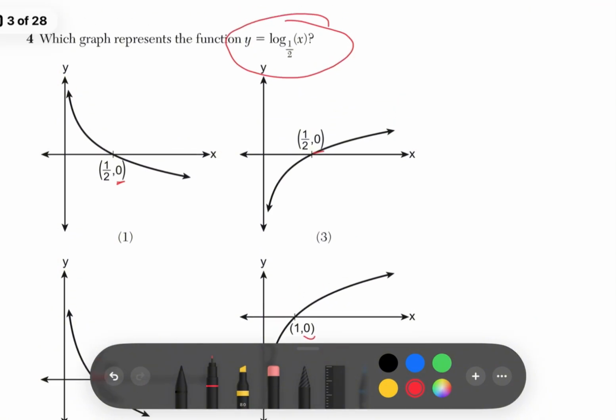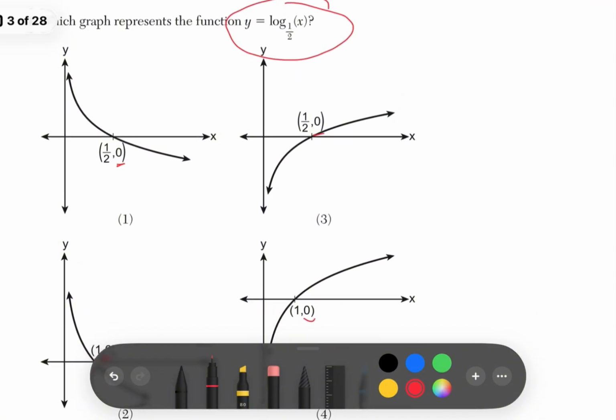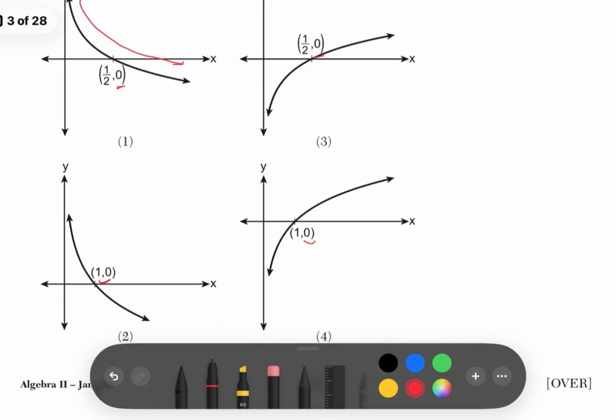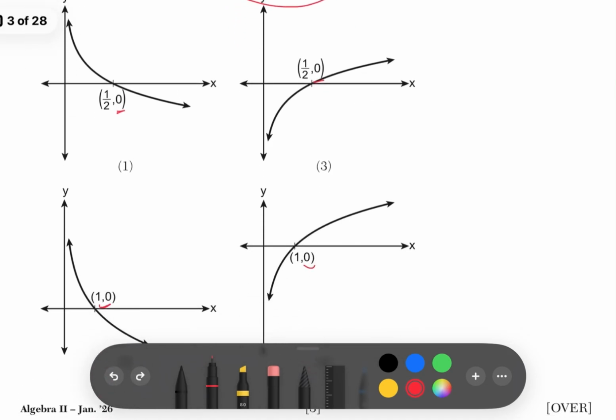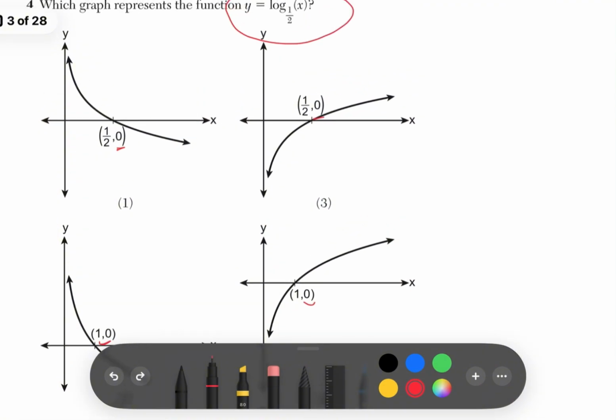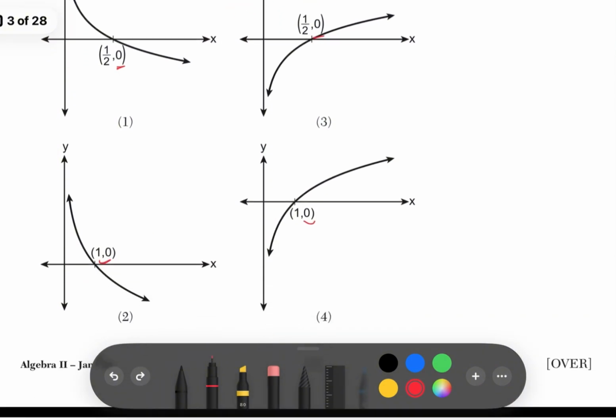So all you have to check is, firstly, which shape, right? Which direction does the graph align with according to your calculator, but also which x-intercept is correct. So when you graph it, you're going to see that (1, 0) is the x-intercept.